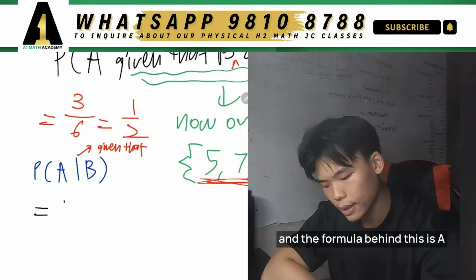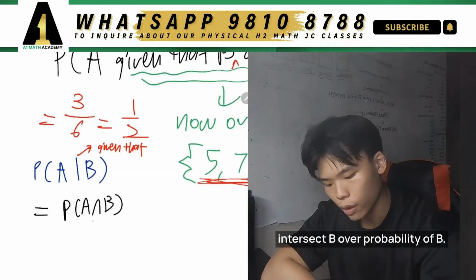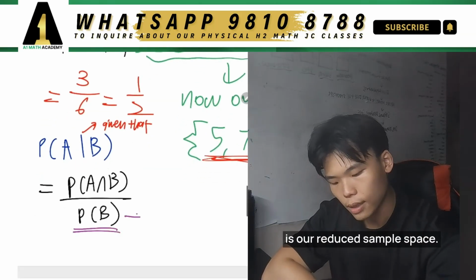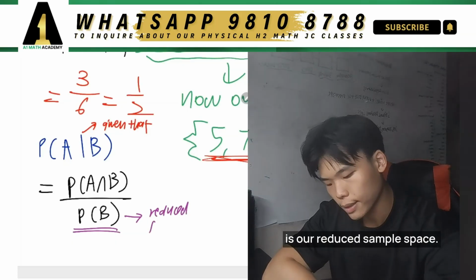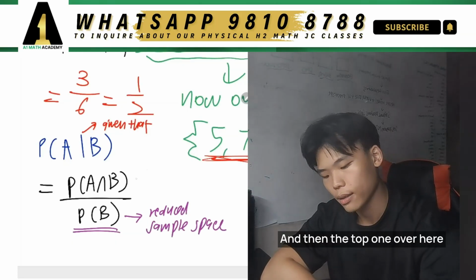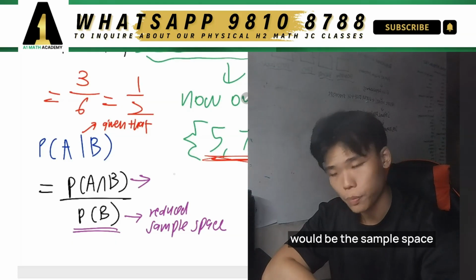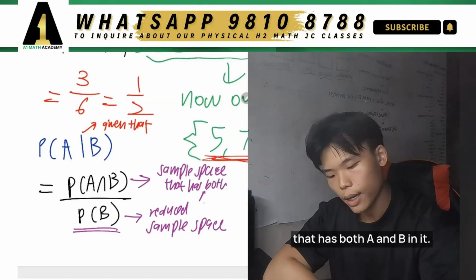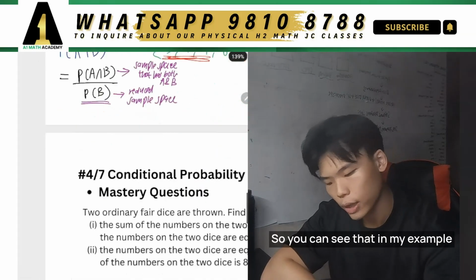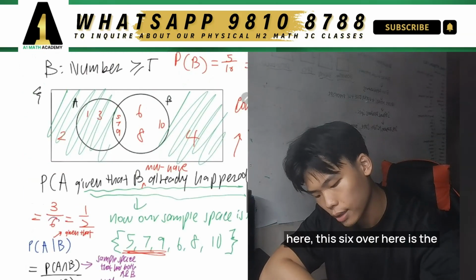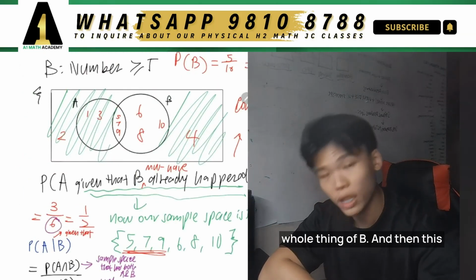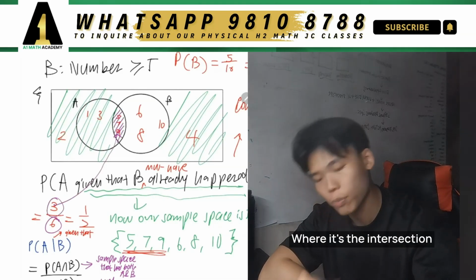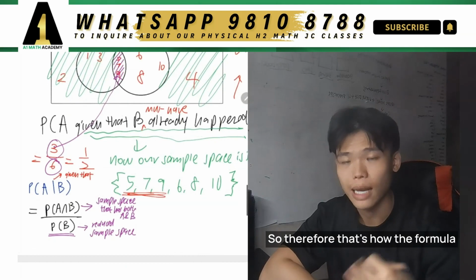And the formula behind this is A intersect B over the probability of B, right? Because now our B over here is our reduced sample space. The top one over here would be the sample space that has both A and B in it. You can see that in my example here, this 6 over here is the whole of B, and this 3 over here is the intersection between A and B. So that's how the formula actually works.